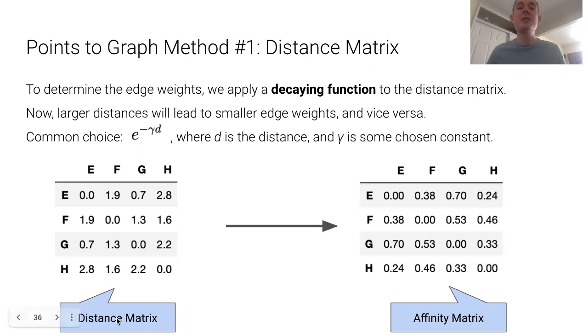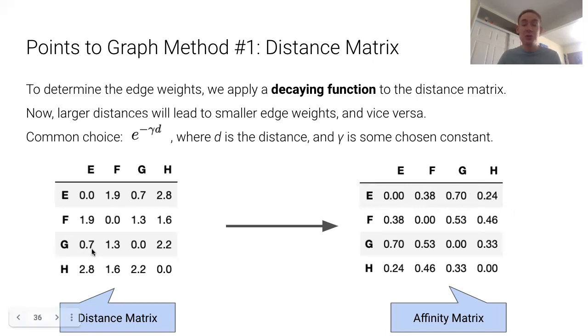So what we have here is our distance matrix. For each of these elements, we just do e to the negative gamma d, where again, d is the distance and gamma is just some number. And we get this result. Notice how I've still kept the diagonals at 0, even though e to the 0 would give 1. Now hopefully you'll notice that E and H, the 2 points that are farthest apart in the data set, now have the smallest weight. Before it was 2.8, now it's 0.24, the smallest edge weight.